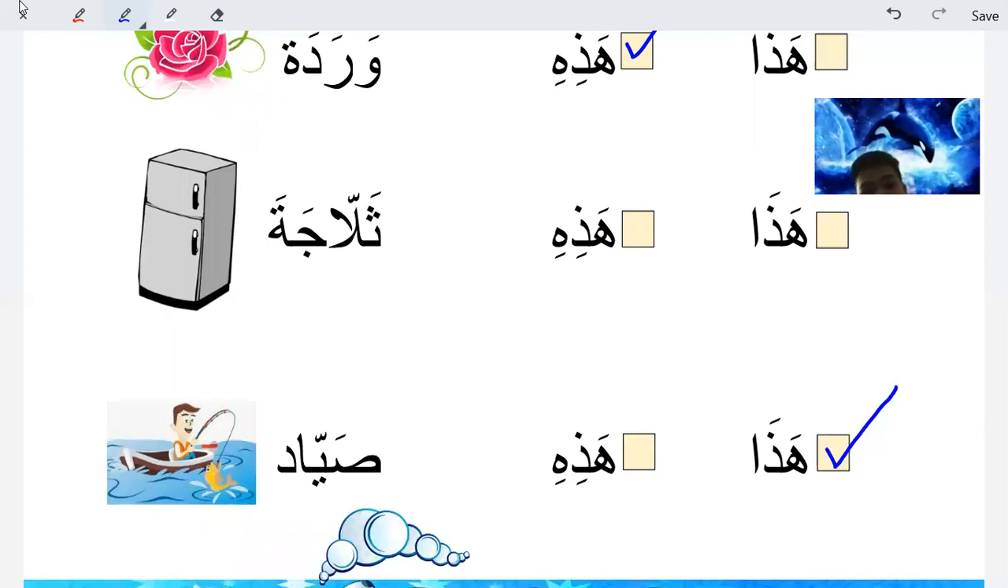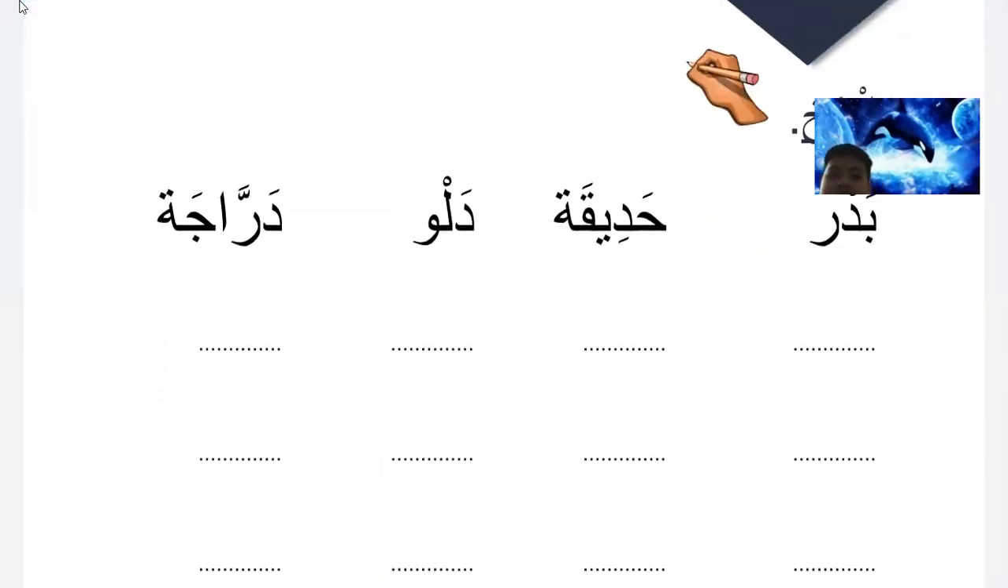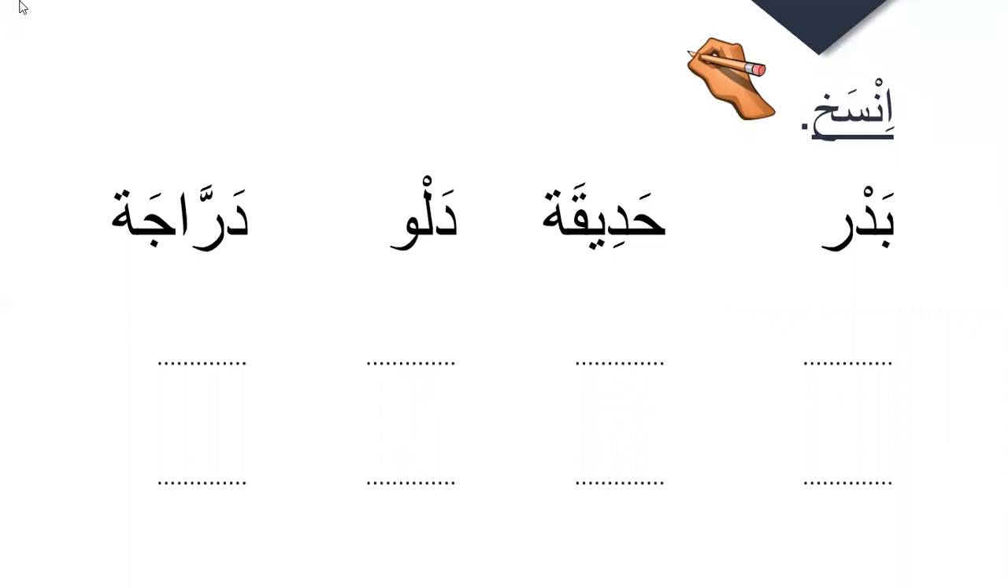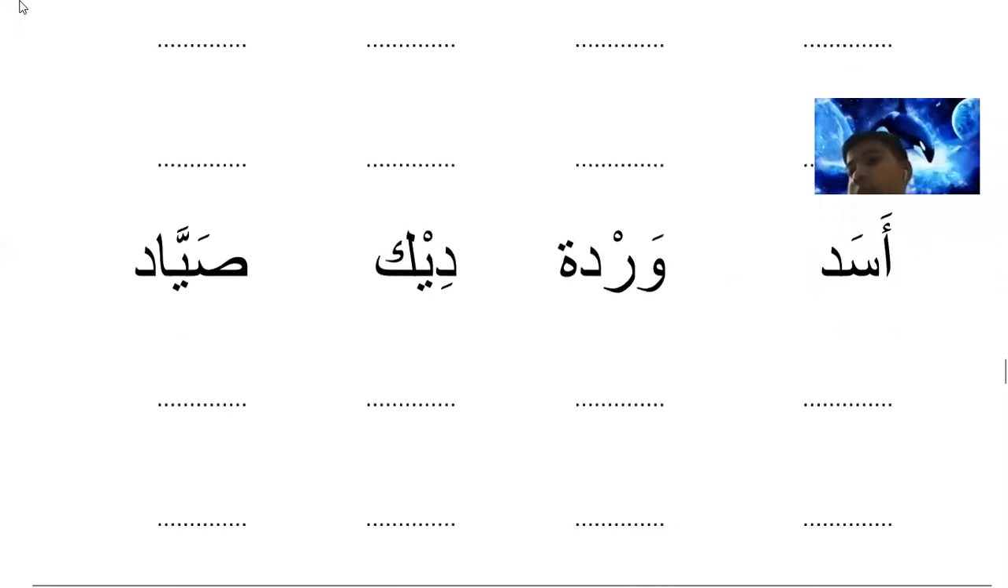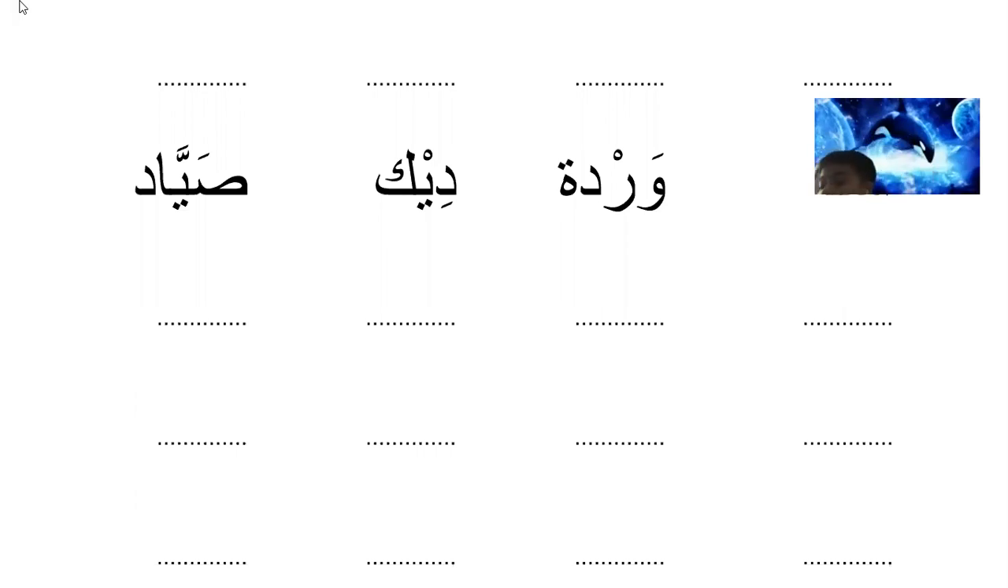You have missed one line. Oh, I didn't see that. Haza Salaja. Good. Now copy. What meaning? Badr is full moon. Good. Hadika. What is hadika? Garden. Okay. Next. Dal is bucket. Good. Daraja is bicycle. Good. Then Asad, a lion. Warda is rose. Next, Deek is rooster. Sayyad is the hunter. Good.